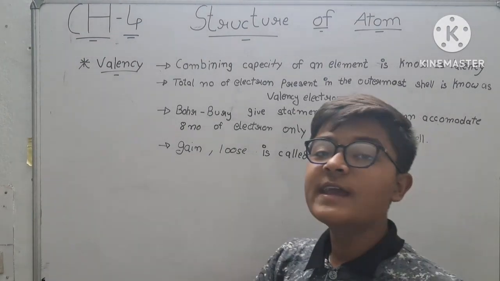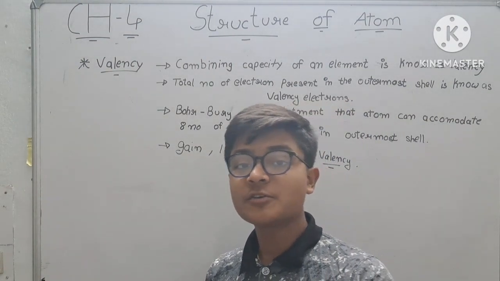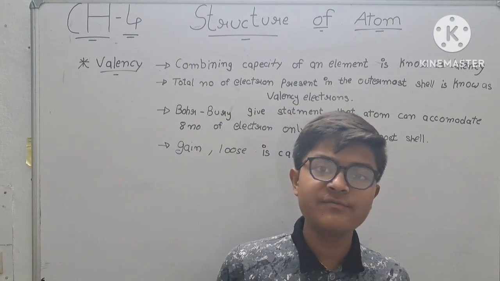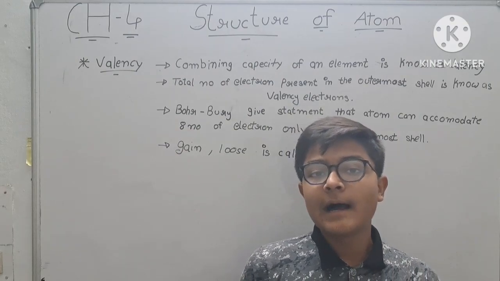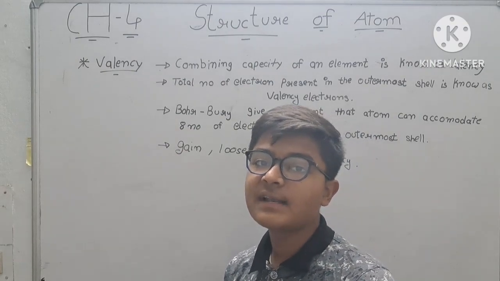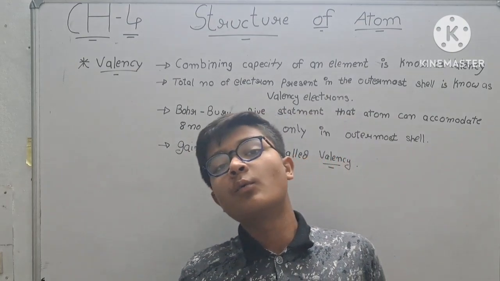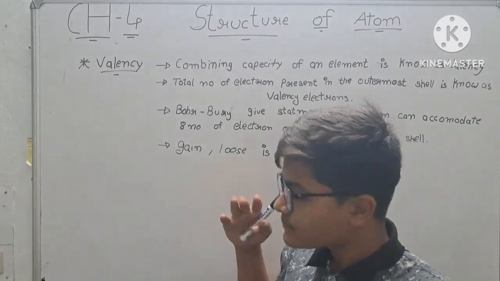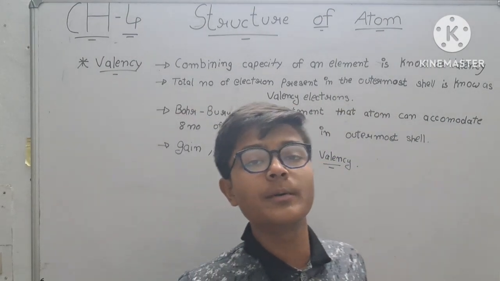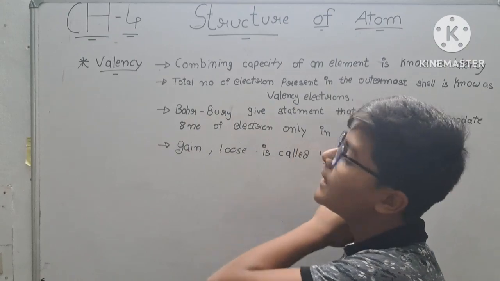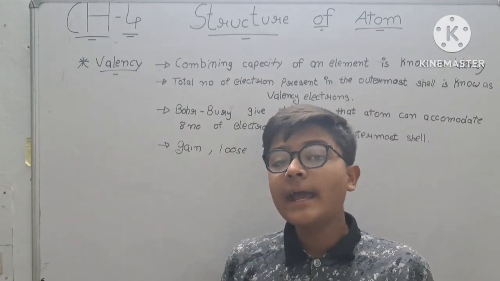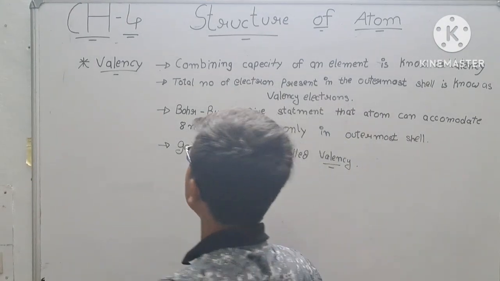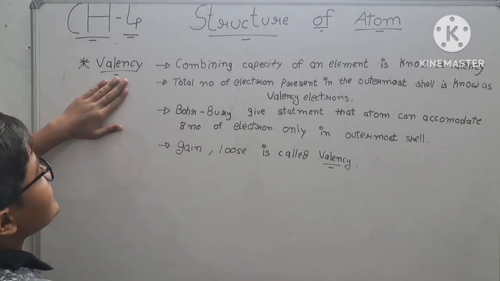So students, we are on the valency topic. Okay, our first topic is valency. So what is valency? How will you define it? Okay, let's see how we will define valency, as well as what is valency electron, what is sharing, losing and gaining of electrons, and what Bohr-Bury gave as a statement. Let's see. And how you can find out the valency. Okay, first of all, let's see the definition of valency.